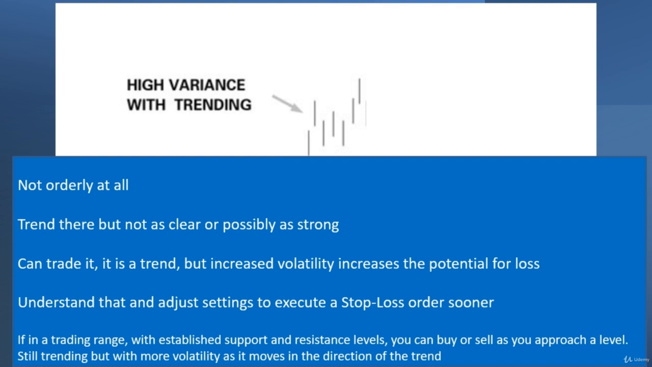And if you see an established trading range with established support and resistance levels, looking at the chart pattern type section, you can buy and sell as you approach each of those levels. It's still trending, but with more volatility as it moves in the direction of the trend, bouncing up and down against these support and resistance levels. So you can watch that, but that's more trading on a chart pattern as opposed to trading on a volatility with trending pattern. But you can do it.